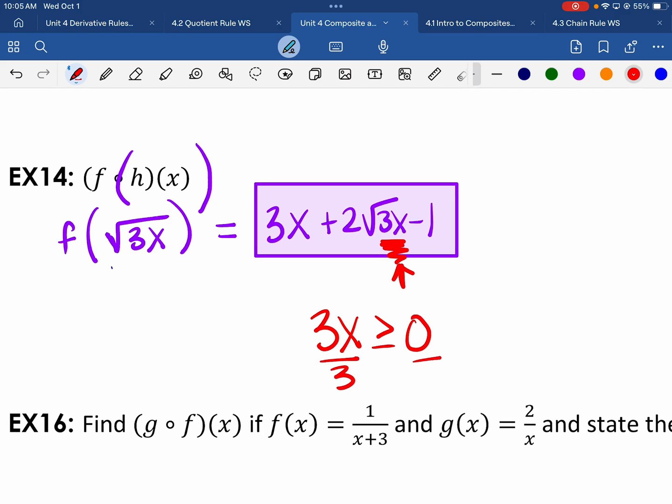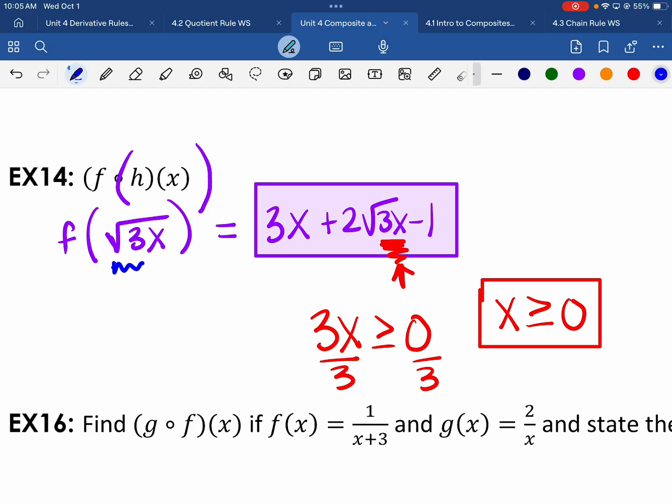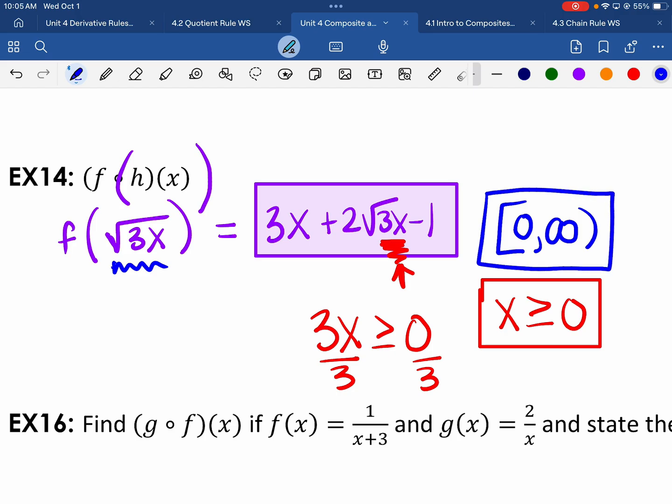So when you divide by 3, you get x is greater than or equal to 0. So that's my domain restriction. When I consider the inside, it's the same thing. It is a square root, but it's the exact same square root as in my function, so it gives me the exact same domain restriction. And in interval notation, we would go from 0 to infinity, with a bracket because it is greater than or equal to.